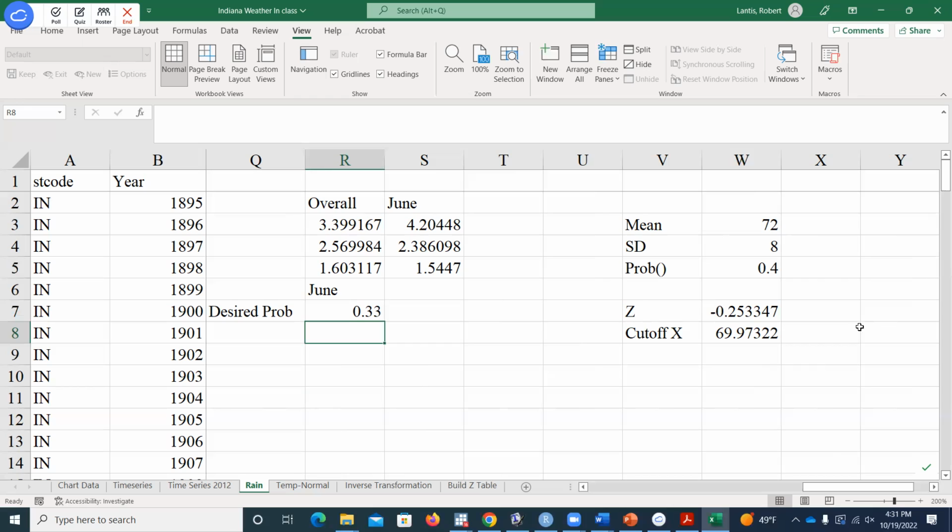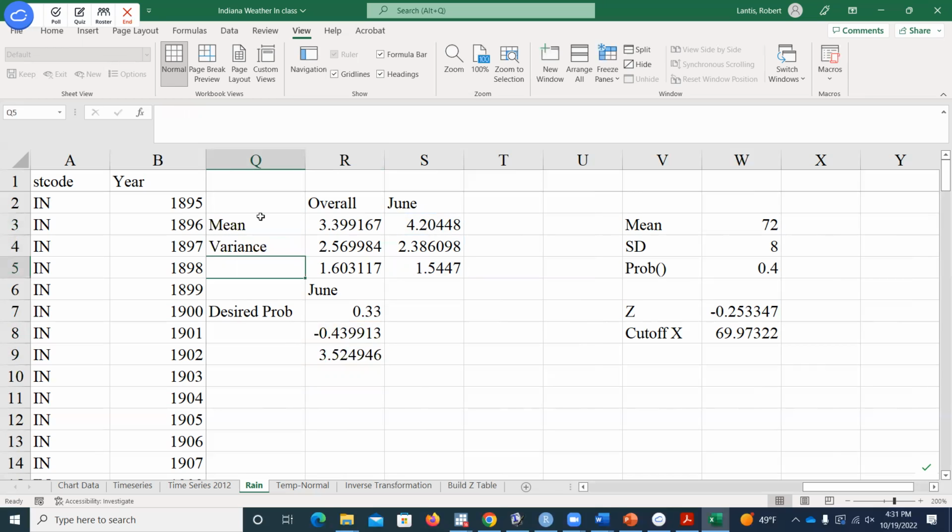Okay. So how can I use Excel to do this? Well, I could break this down into steps. So I could do norm.s.inv, tell it the desired probability that I want, right? And then just use Excel to be my calculator. Here's the mean. Add to that the number of standard deviations I need to go, multiplied by that standard deviation. Okay. And I'll label these here just so it's a little bit clearer.